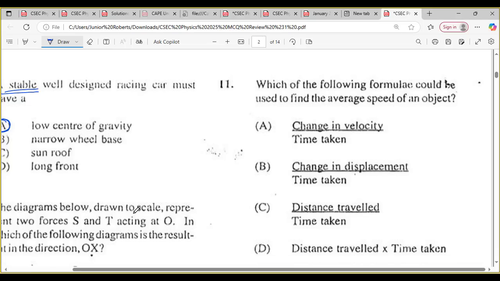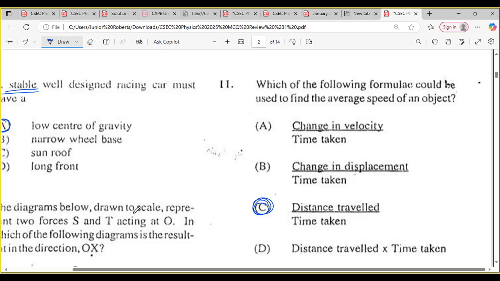It says, which of the following formulae could be used to find the average speed of an object? We should recall that average speed is simply defined as the distance traveled divided by the time taken. So from our options right here, we should be able to look for the one which says distance traveled divided by time taken, which is going to be C.